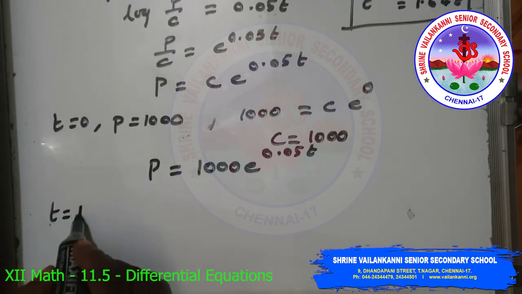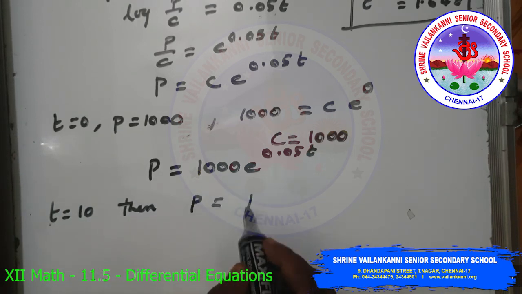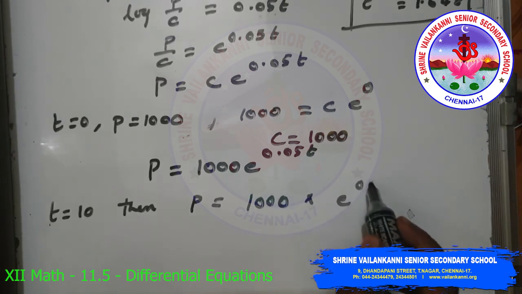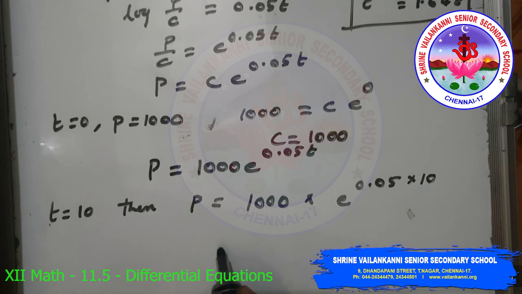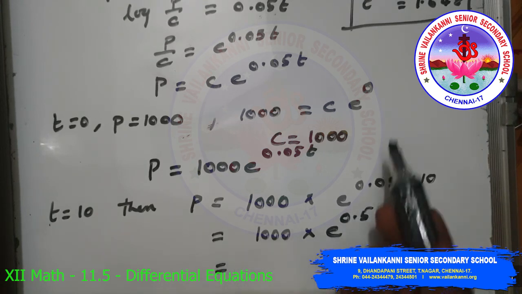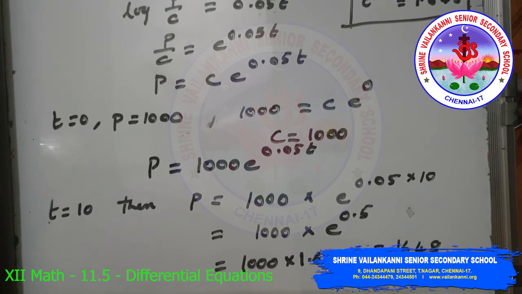So when t is 10, P equals 1000 into e power 0.05 into 10, which is equal to 1000 into e power 0.5. So e power 0.5 is given as 1.648. So 1000 into 1.648 is 1648. So the required amount is rupees 1648.